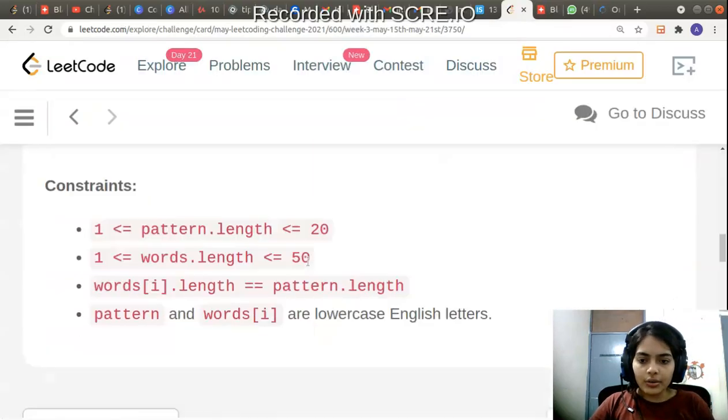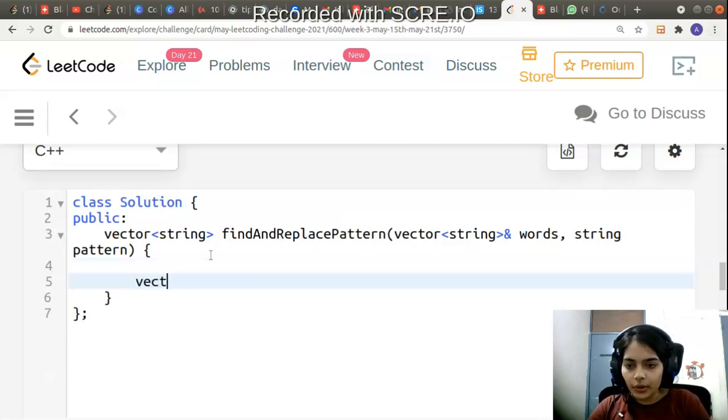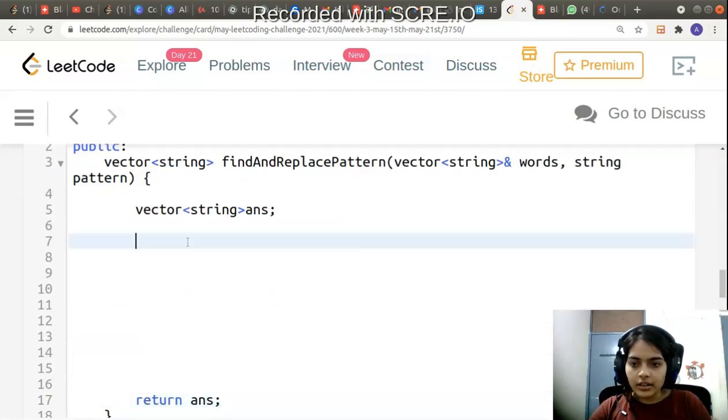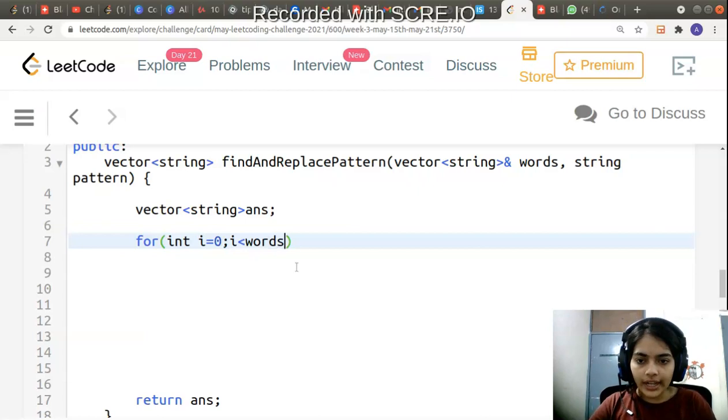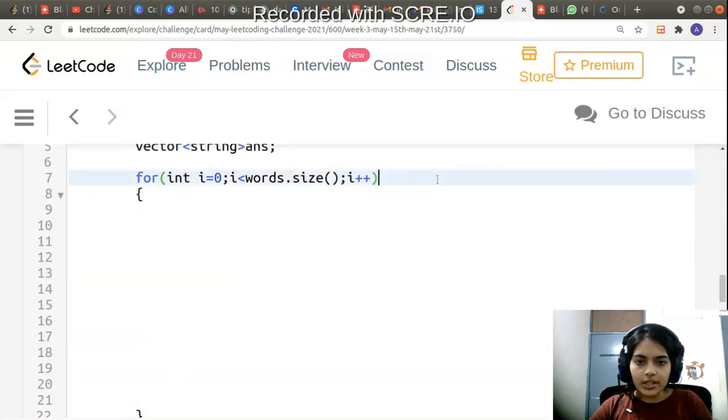Now let's start coding it. For coding it, we first have to declare a vector of strings, answer, that we are going to finally return. So let me return this answer. Now we have to start iterating. I will start iterating throughout the list of words. So for int i equal to 0, i less than words.size(), i plus plus. This was the outer loop for iterating through the words list.